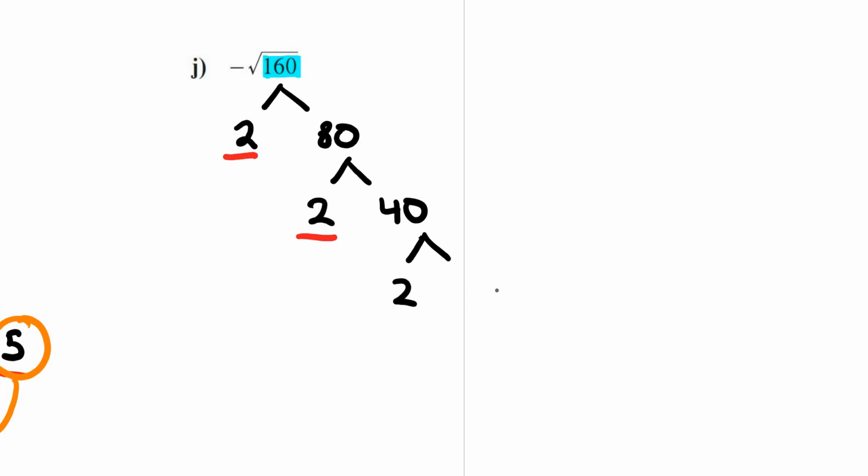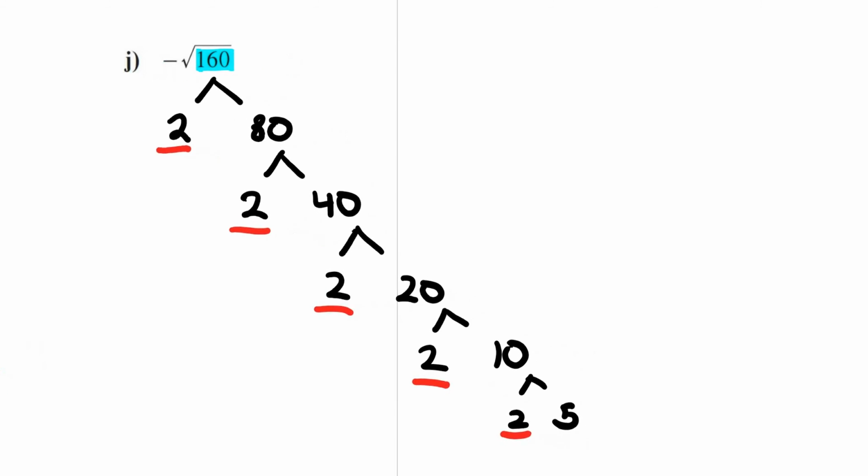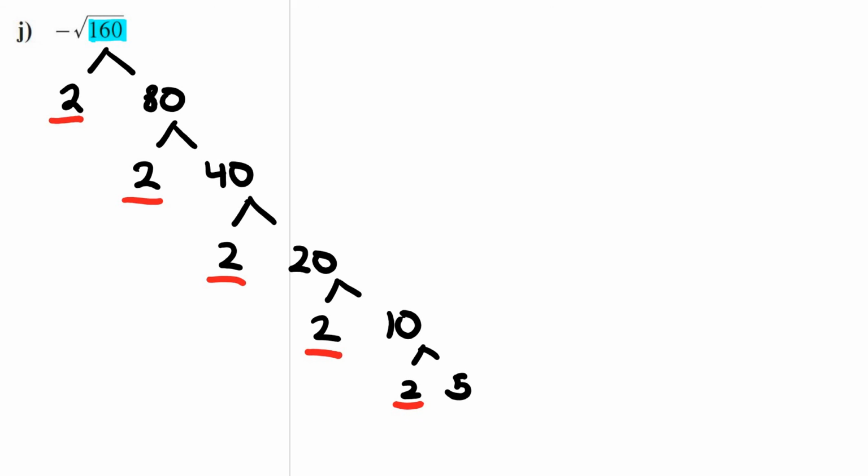40 could be 2 and 20. And 2 is a prime, so I can stop there. 20 could be 2 and 10. So this is a prime, so I can stop there. And finally, there's 2 and 5. So there's a prime, I can stop there. Okay, so if you prefer to use a tree method, that's totally fine. Here's a pair, there's a pair, and clearly this part right here is not a pair, right?